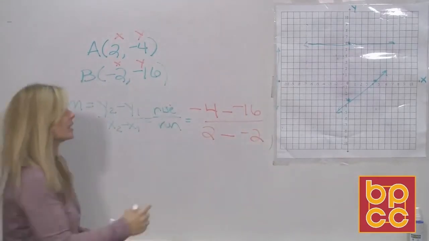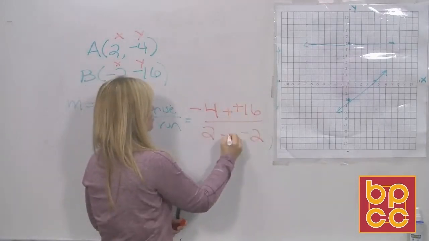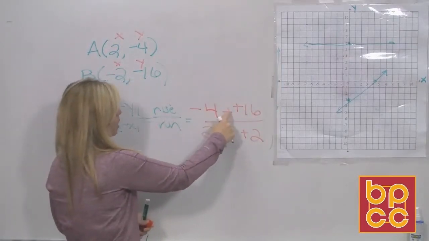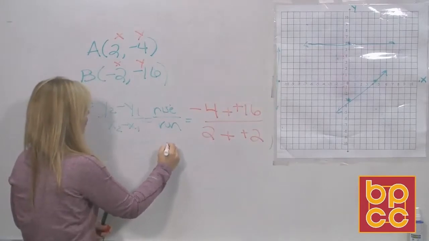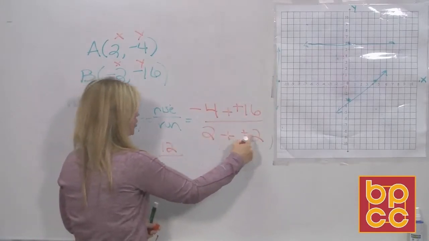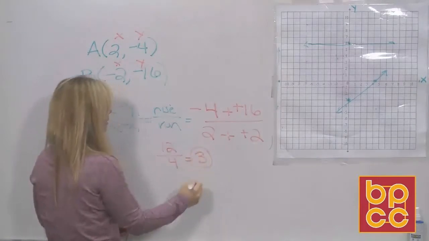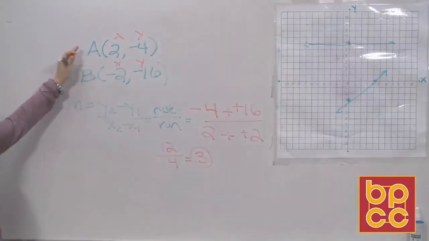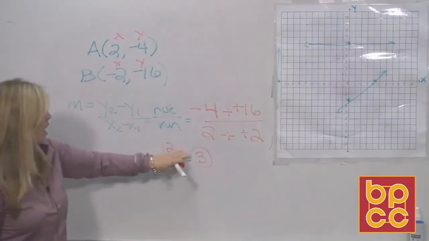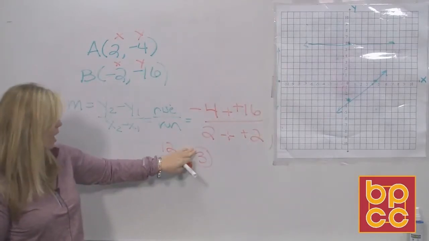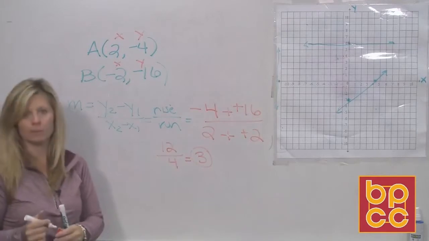Doing our arithmetic, 2 negatives make a positive, 2 negatives make a positive, and now look what we get. -4 plus 16 is 12. 2 plus 2 is 4. And 12 over 4 is 3. So the slope, the movement between these 2 points, would be up 12 to the right 4, or simply, up 3 to the right 1.